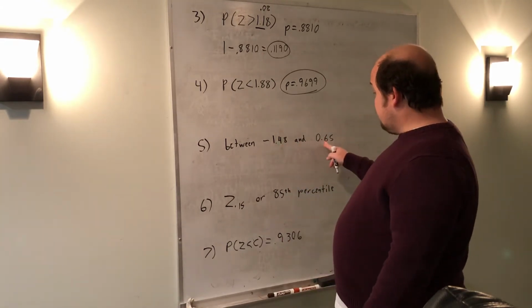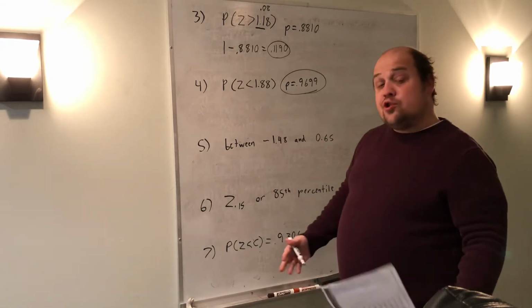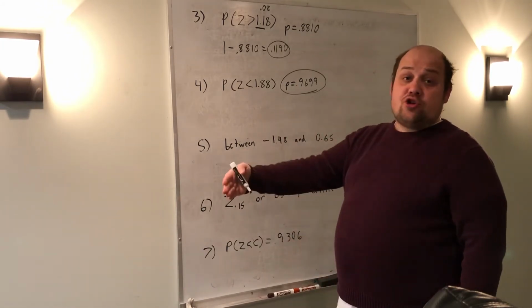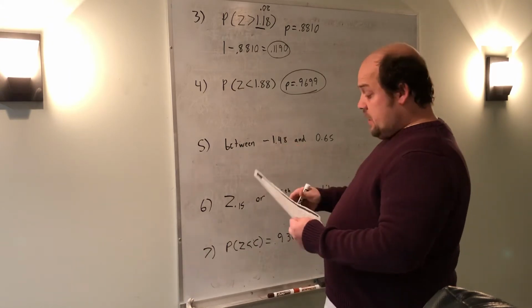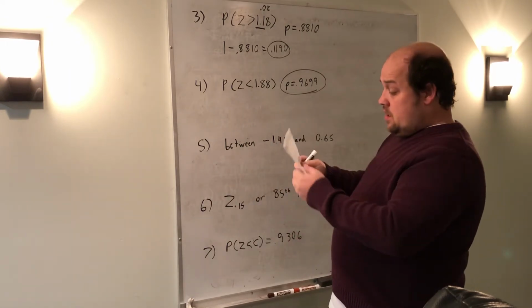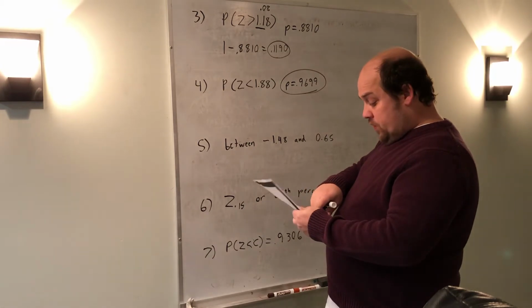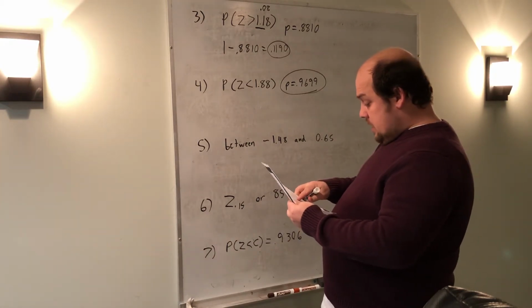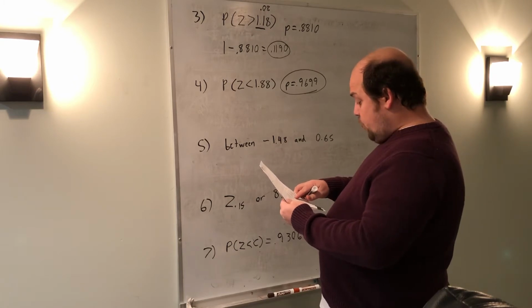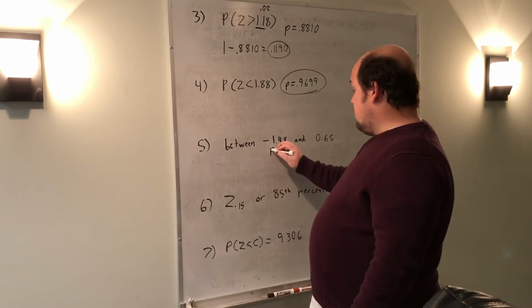For a between question like this, I'm going to need to get two p-values, take larger p minus smaller p. So I start on the negative side with negative 1.48. I go down to the row negative 1.4, over to the column 0.08, and I get a p-value of 0.0694.